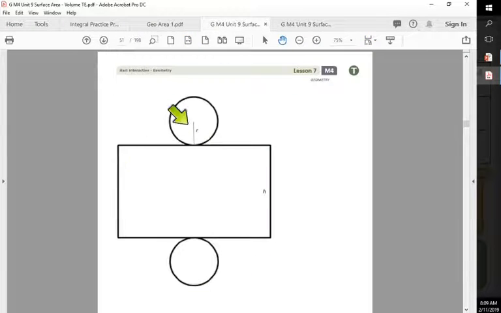So if you are looking at this shape right here, this is going to make a cylinder. The circles are the bases. They're parallel to each other, and they're the same shape, same area and everything for each of those. The lateral area would be only the area of this rectangle. Okay, that's the lateral area for the cylinder.